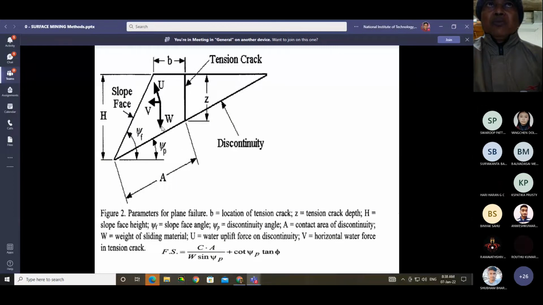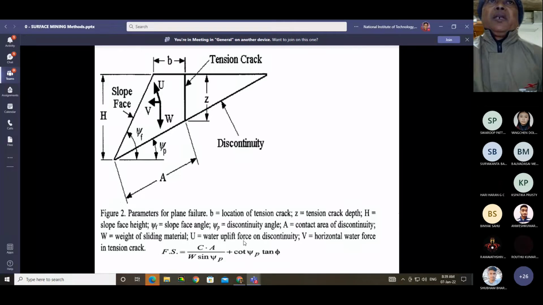So this downward force is W. W is the weight of the sliding material, and U is the water uplift force on the discontinuity. And V is the horizontal water force in the tension crack. So if the tension crack is filled up with water, V is the horizontal water force in the tension crack.